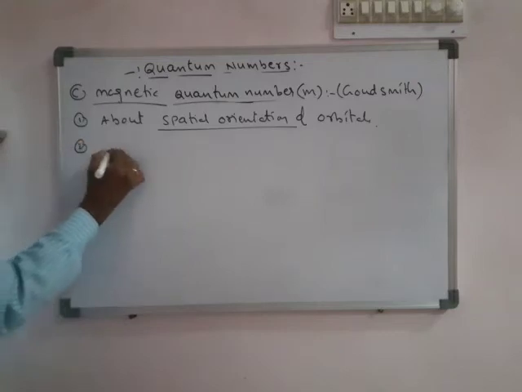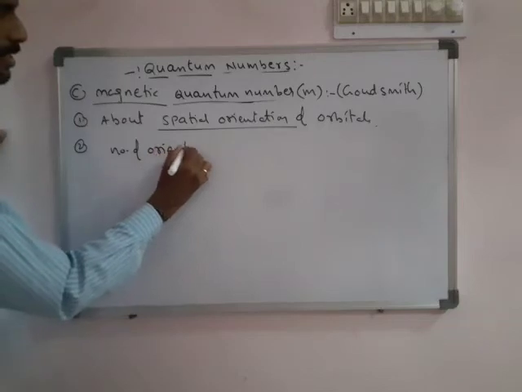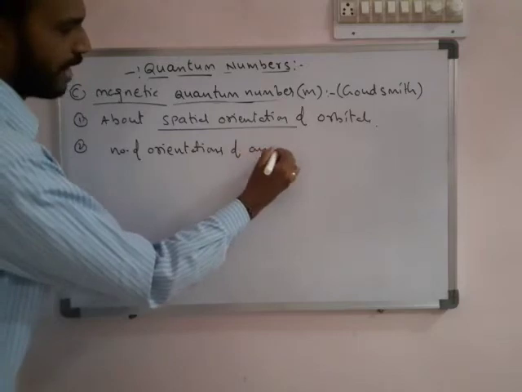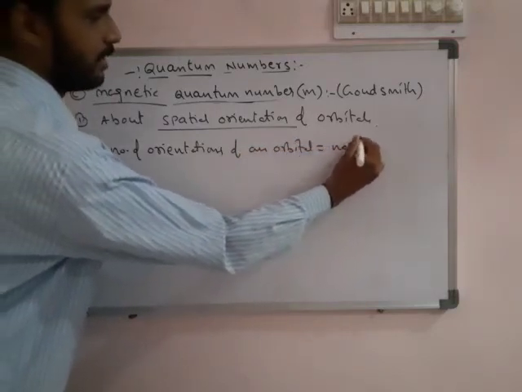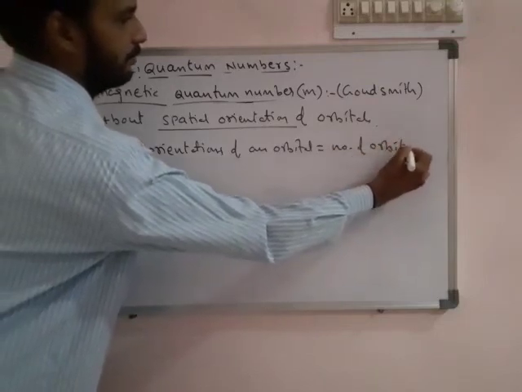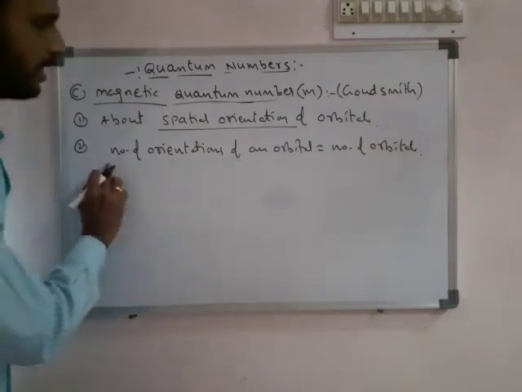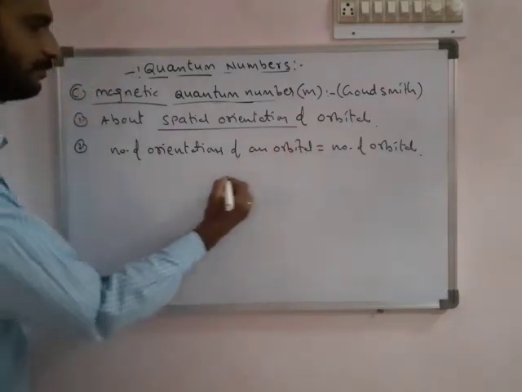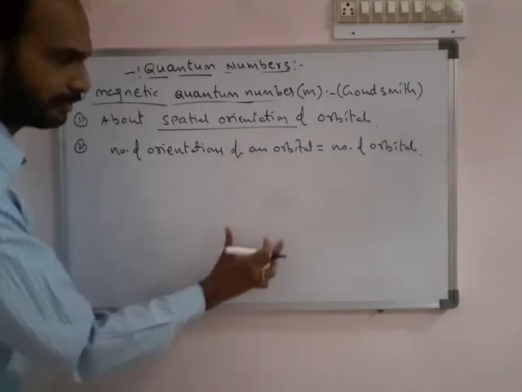Here, the main important point: the number of orientations of an orbital is equal to the number of orbitals. It is a very important one. The number of orientations of an orbital is equal to the number of orbitals. For example, we will discuss this point later after knowing this one.